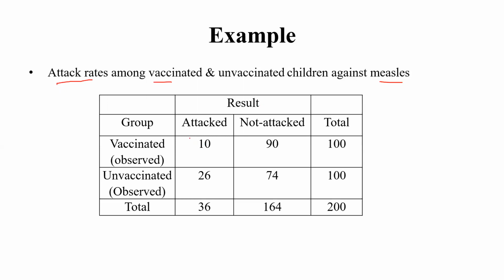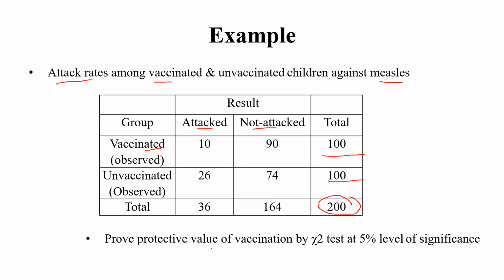Suppose these two categorical variables, attacked and not attacked, attack rate is given, and vaccination is given for 100 children, and 100 children were not vaccinated, and the total sample size was 200. So this question is given already. We have to test the effect of vaccination at a 5% level of significance. Is this data statistically significant or not? Is there any association or not? Is the vaccine protective or not? We'll try to find out the solution with the help of the chi-square.